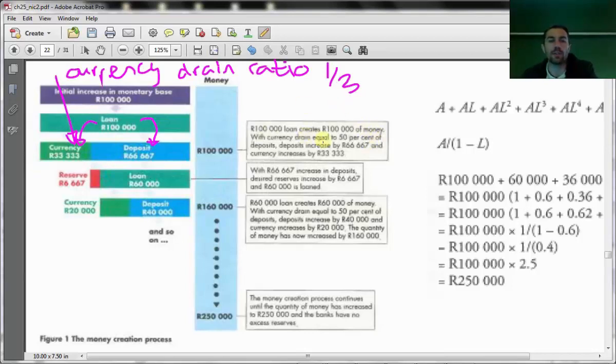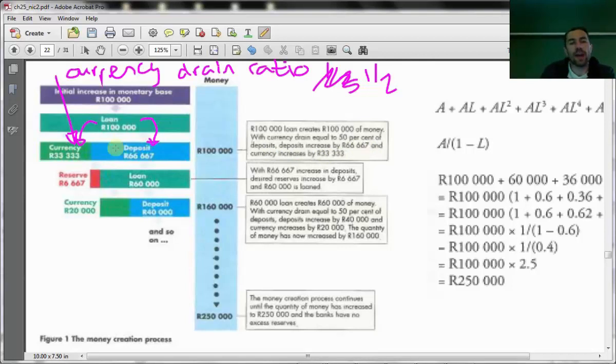But with a currency drain ratio equal to 50% of deposits, so the currency drain ratio compares this number to this number here. So it's 1/3 of the total, which means 50% of the deposit value. So, all right, let's cross that out. With a currency drain ratio equal to 50% of deposits, deposits increase by 66,667, and currency increases by 33,333.